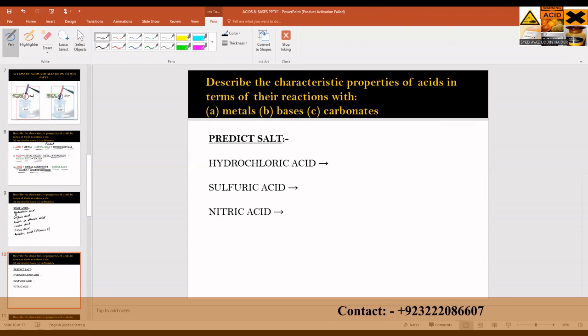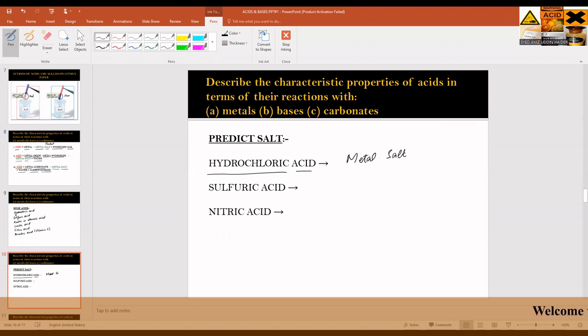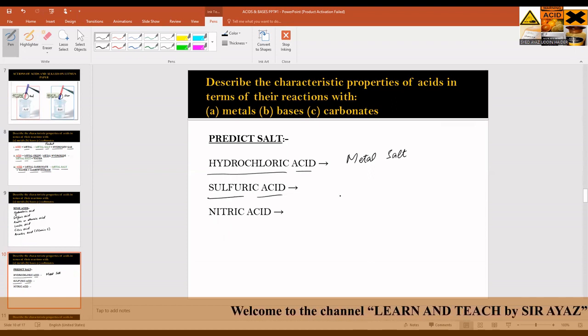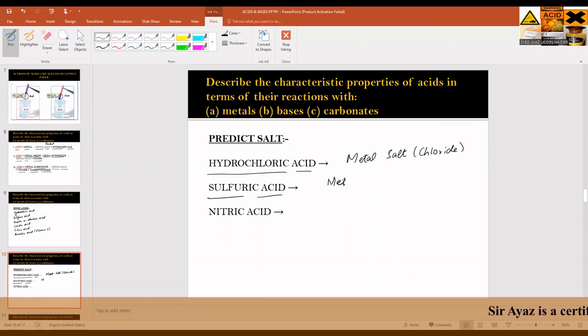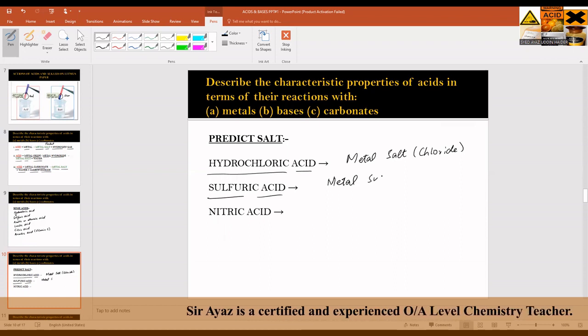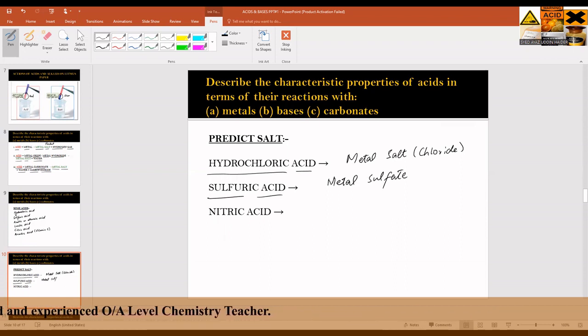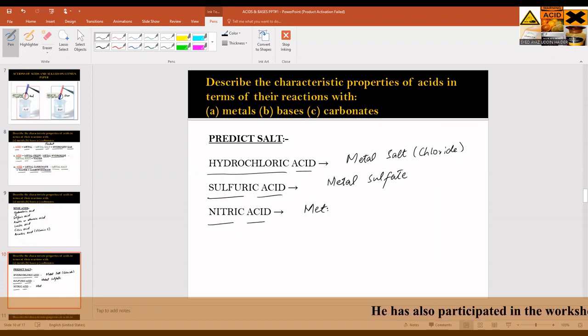Now you can predict the name of the salt if you know the acid. For example, if the acid is hydrochloric acid, the metal salt will be metal chloride. If the acid is sulfuric acid, the salt will be metal sulfate. In case of nitric acid, you will get metal nitrate.